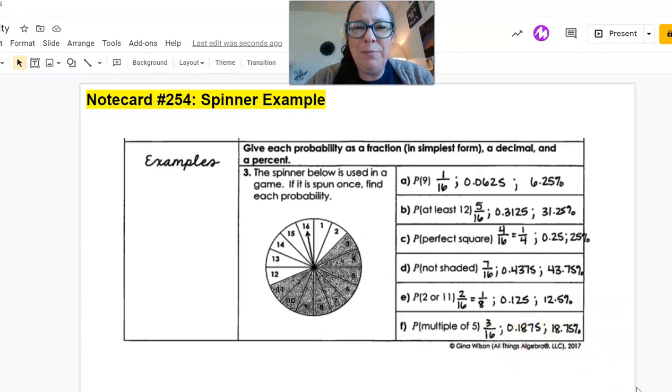So this was just a simple example of a spinner, and a fair spinner actually, and how to represent your probabilities in the 3 ways that you can write your answers. So go ahead and pause me and finish up note card 254.